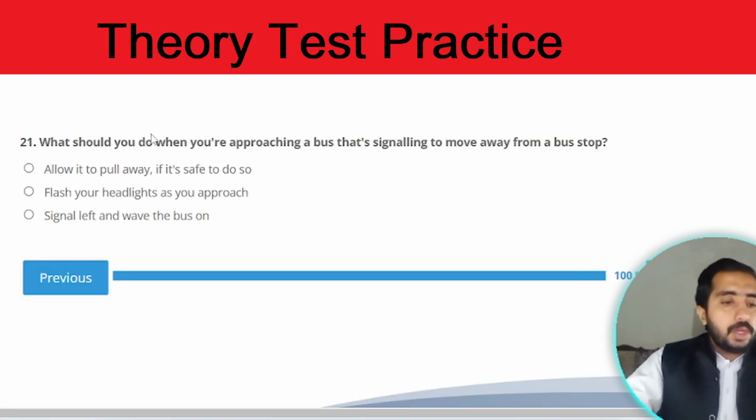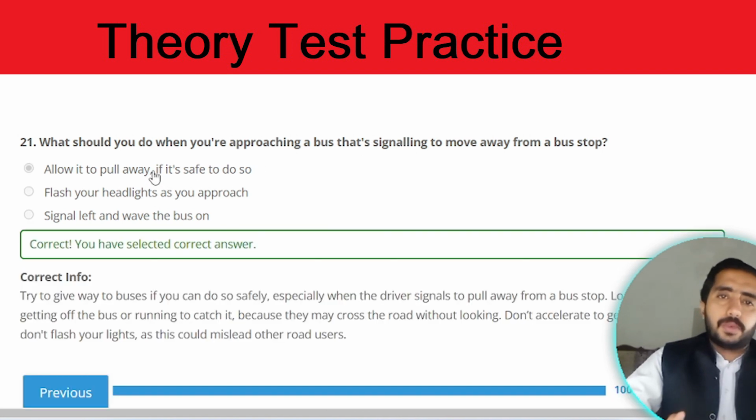Question number 21. What should you do when you are approaching a bus that is signaling to move away from the bus stop? The correct option is allow it, pull away if it is safe to do so.